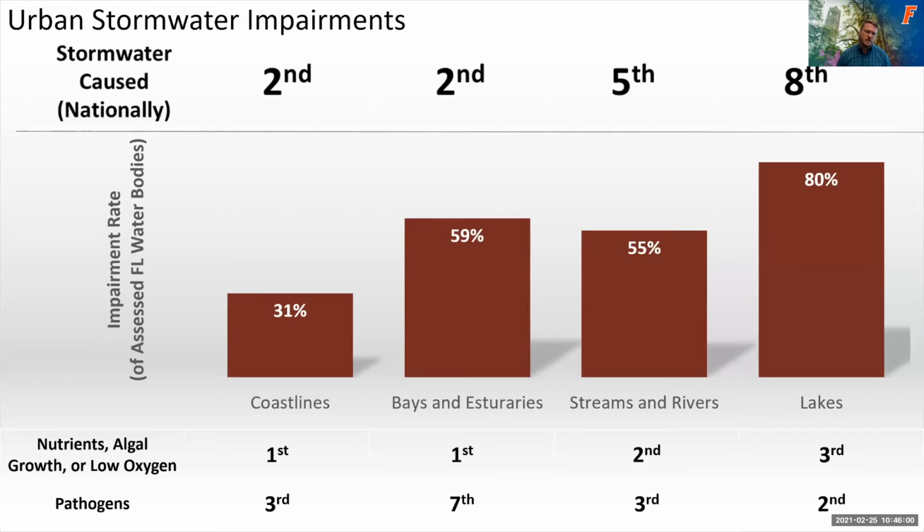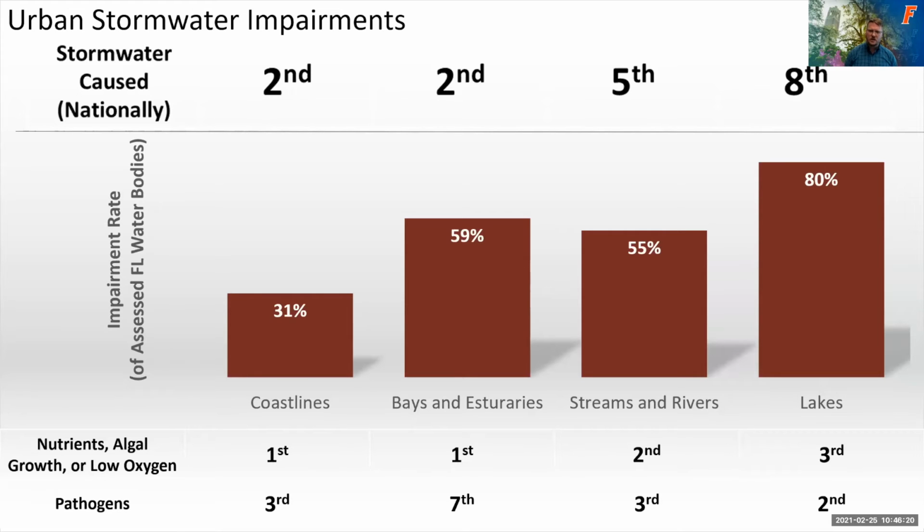If we look just here at Florida, we see the impairment rate for those bodies shown here. 31% of our coastlines are impaired, or basically not meeting their water quality expectations. 59% are impaired of our bays and estuaries, 55% streams and rivers, and 80% of lakes.